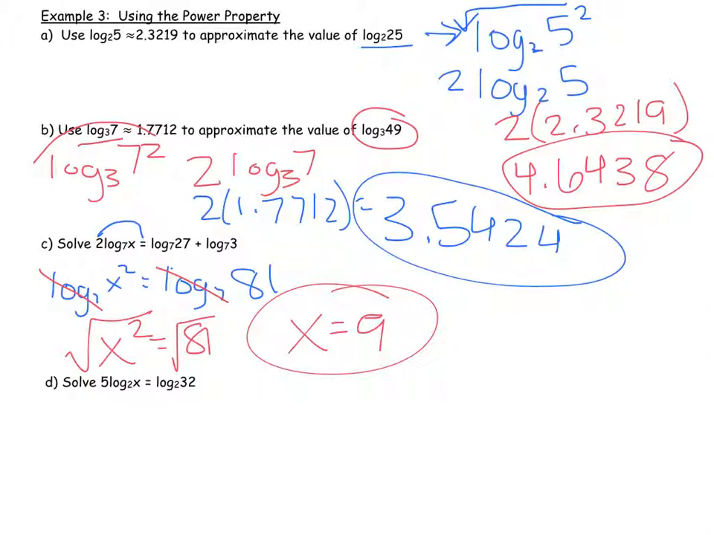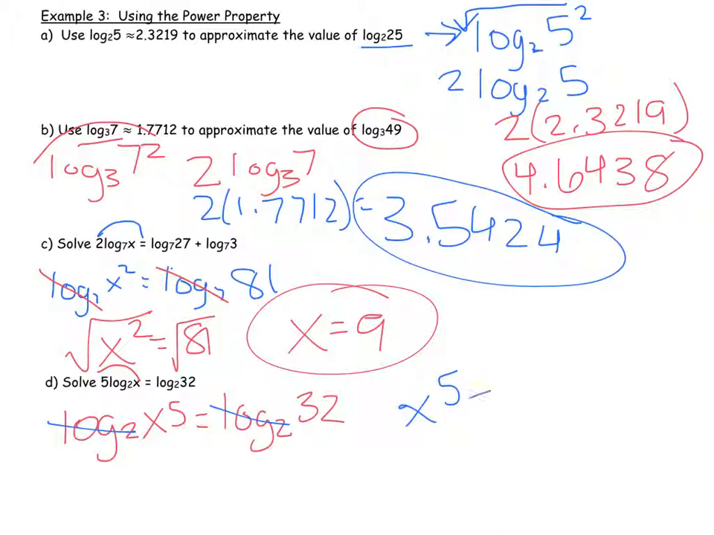And then for that last example, we're going to go ahead and move the 5 to the x, so we have log 2 of x to the 5th equals log 2 of 32. And since I have log 2 on both sides, those are going to be gone. I'm going to end up with x to the 5th equals 32. And I'm going to take the 5th root of both sides. And when I take that 5th root on both sides, I'm going to end up with x equals 2.